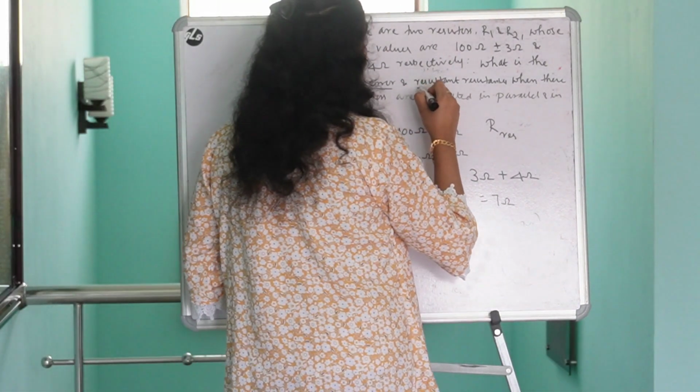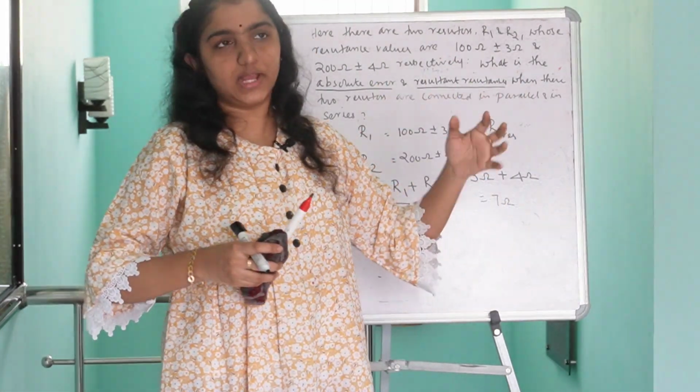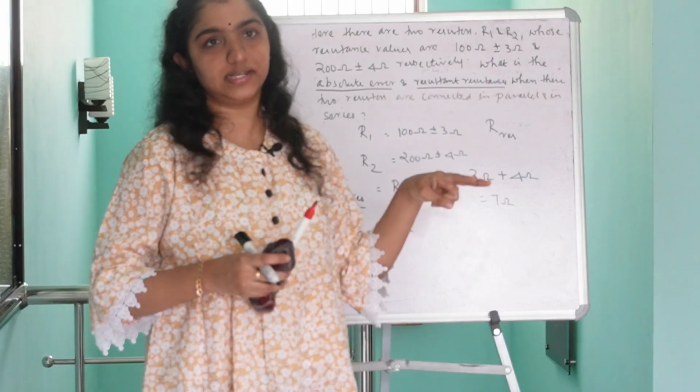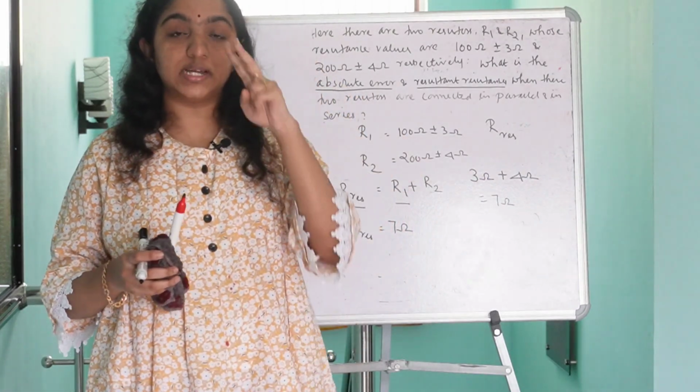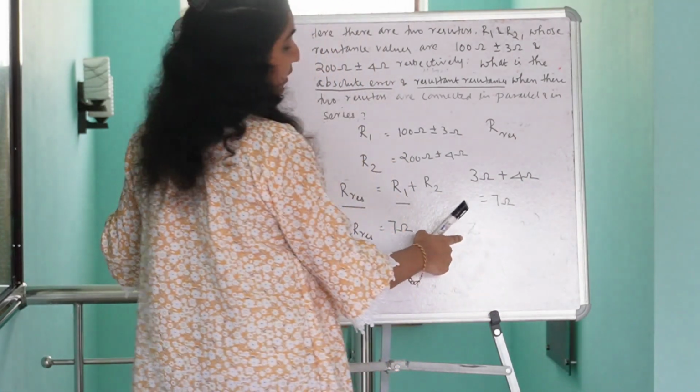Now we have to calculate the resultant. If you are asked to find any resultant value, it consists of two parts. That is, the first part is the actual value of the resultant.